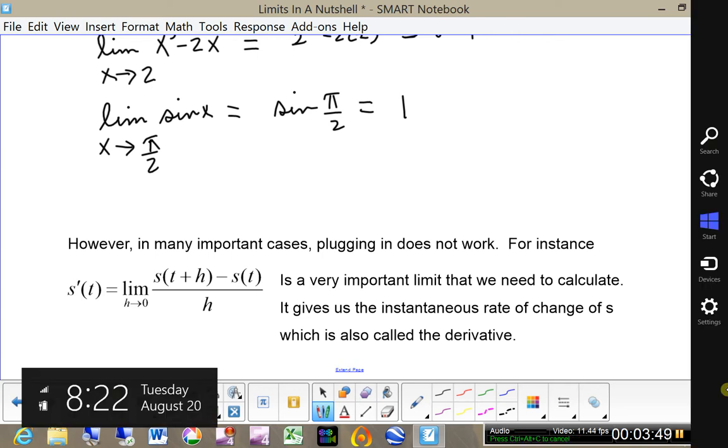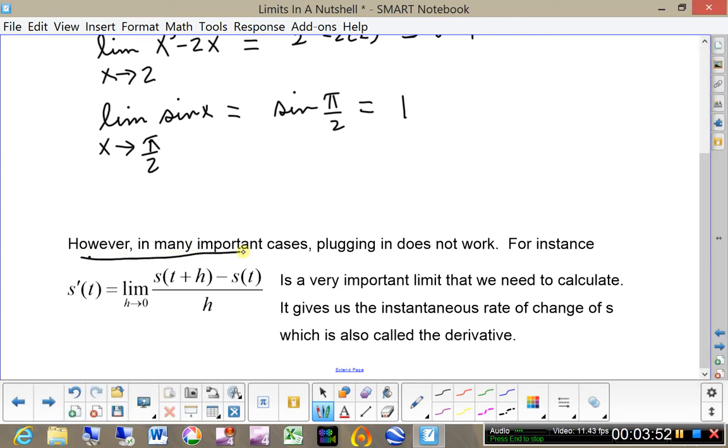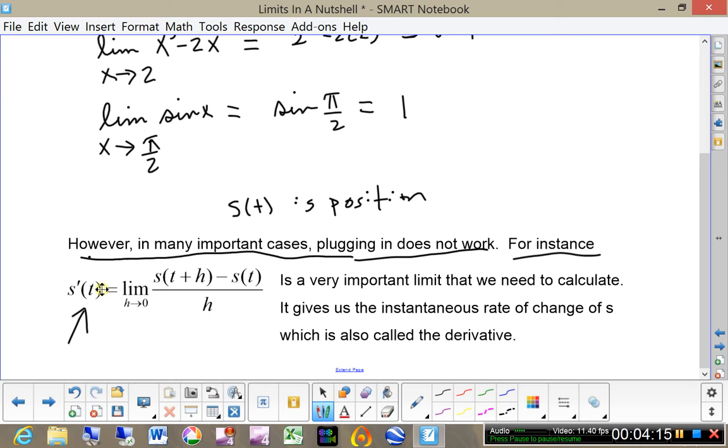However, in many important cases, plugging in does not work. For instance, you will recall that we said if s of t is position, then the derivative of the position, also called the instantaneous rate of change of the position, is equal to the limit as h approaches 0 of s of t plus h minus s of t divided by h.